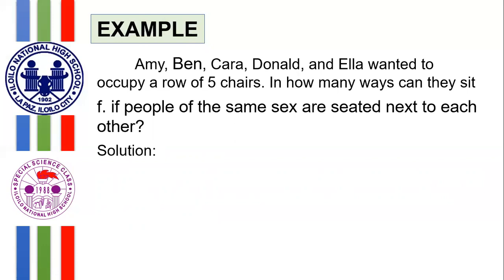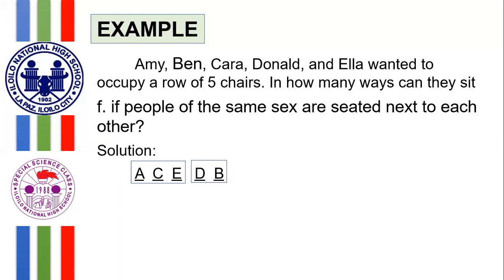So I will reveal the solution in 3, 2, and 1. Let's consider this arrangement again. A, C, and E are the girls, and D and B are the boys. And since all the girls are together, we have to put them inside a rectangle or a box, to indicate that Ami, Cara, and Ella are together. But remember, Ben and Donald also have to be together. That's why we will put another box for Donald and Ben.